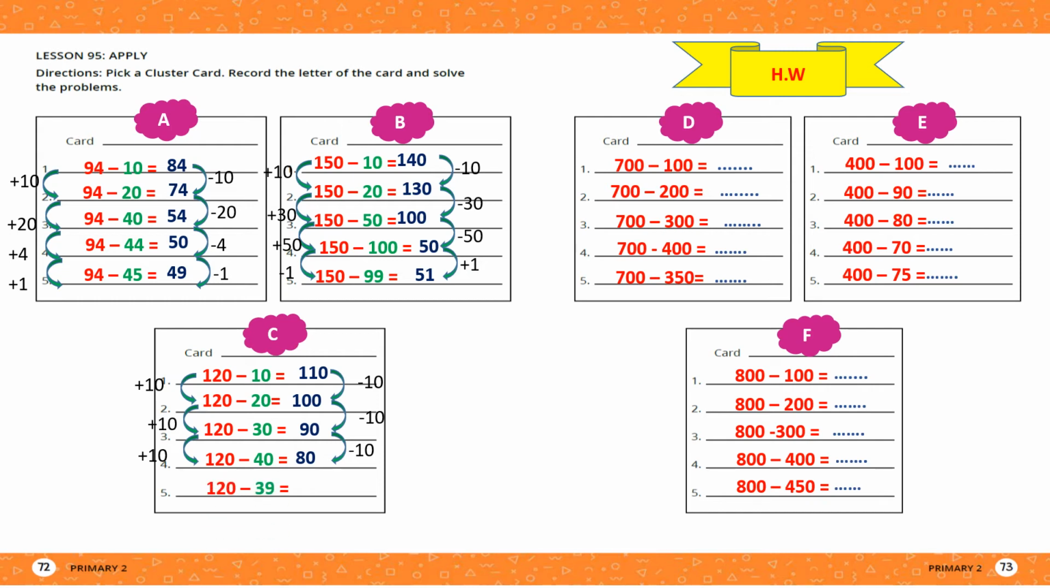The last equation will be 120 minus 39. What happened here? 120 will be the same, but 40 decreased to 39. What happened here? We subtracted 1. If I subtracted 1 from the first side, I have to add 1 to the second side. 80 plus 1 equals 81. The next page, you can do it by yourself. It's very easy. You can complete it.